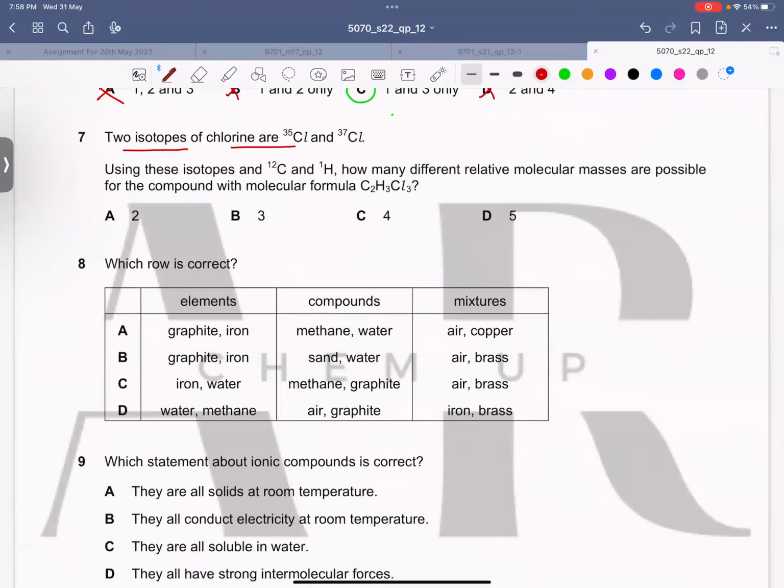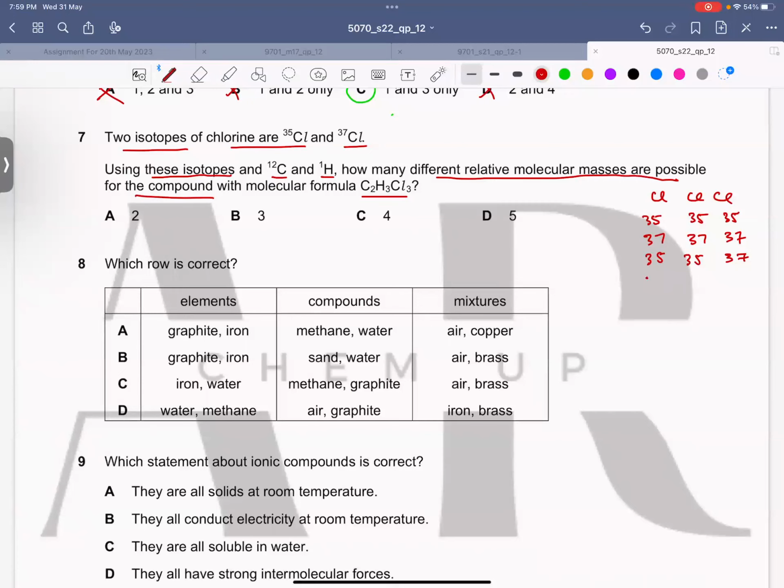Two isotopes of chlorine are chlorine 35 and chlorine 37. Using these isotopes, carbon 12 and hydrogen, how many different relative molecular masses are possible for the compound with molecular formula CHCl3? If we see, there are 3 chlorines, right? So one is all 3 chlorines are 35, 35, and 35, of a different Mr. The other would be all 3 chlorines are 37, which would give you another with a different Mr. One would be having 35 and 37, 37. This would give you a different Mr, right?